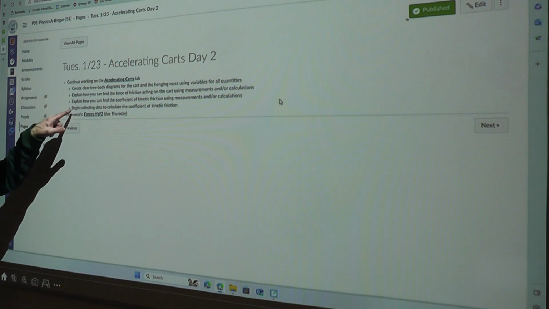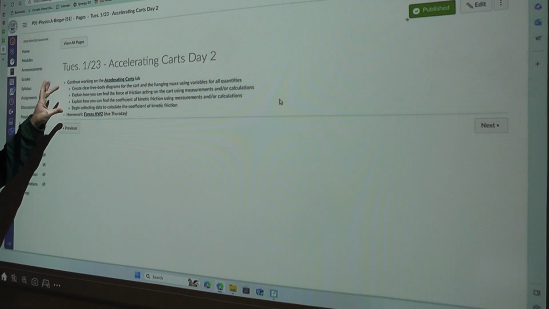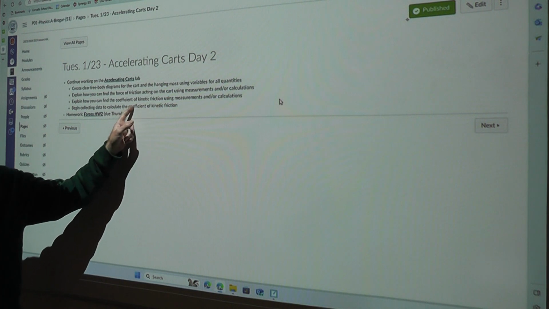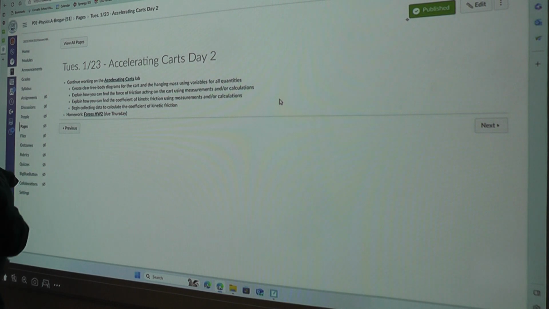And then once you get to the point where you're like, okay, I get it, I know how I'm going to do this, then you can and should start collecting data. So your goal today is to at least make a significant amount of progress towards knowing what the coefficient of friction is. That's part one, so to speak. If you don't know the coefficient of friction, we can't make any predictions down the road.